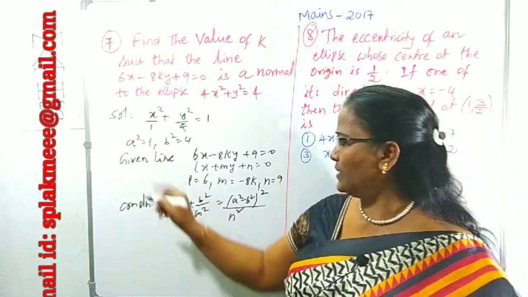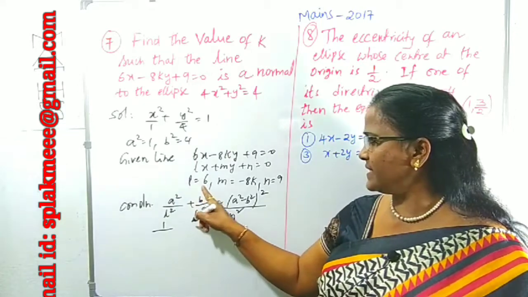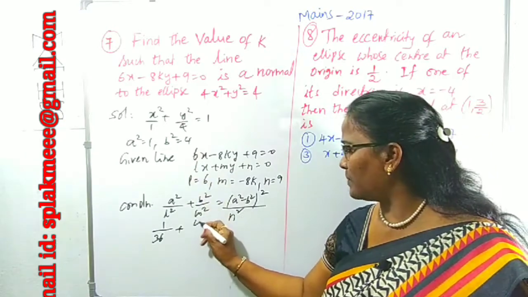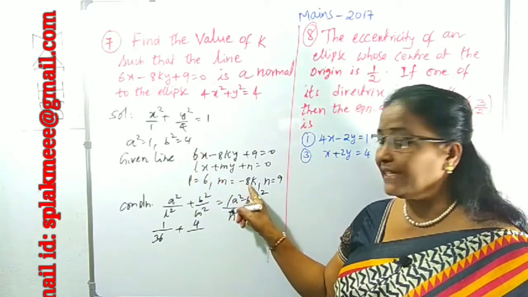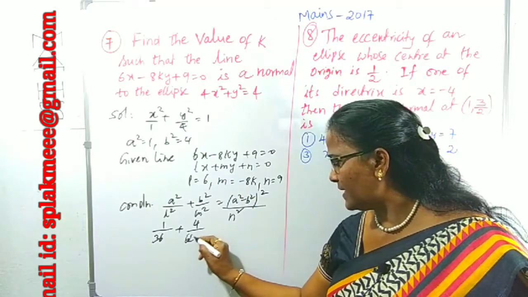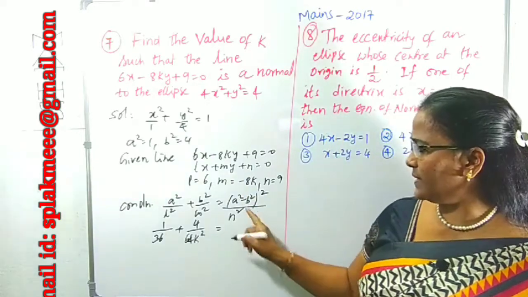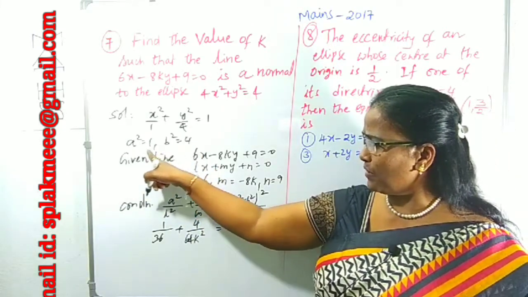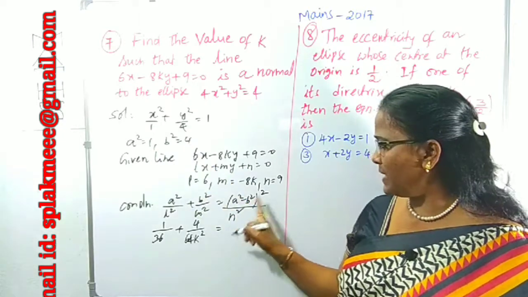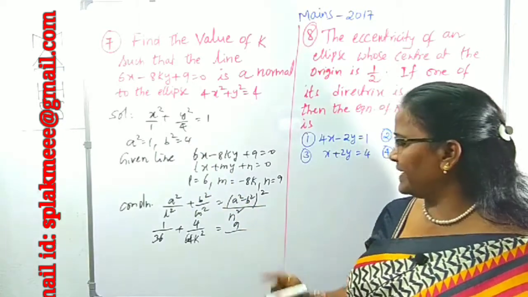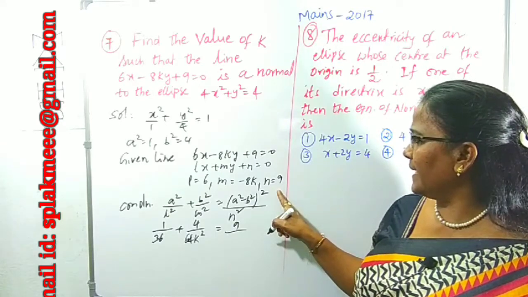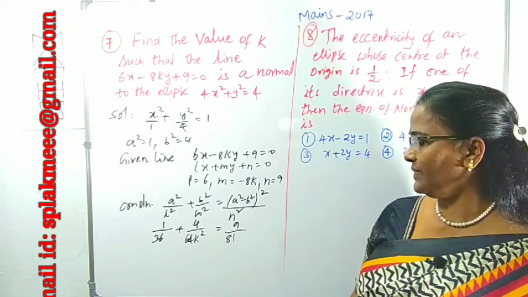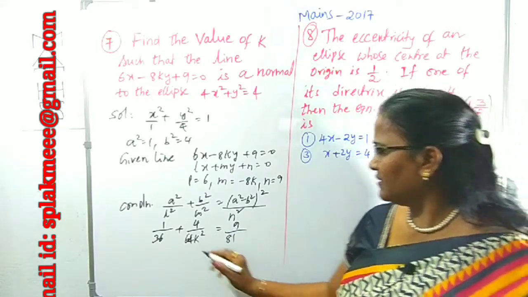A square is 1 by L square, L is 6, L square is 36, plus b square is 4 by M square, minus 8k whole square, that is 64k square, equals to a square minus b square, which is 1 minus 4, that is minus 3. Minus 3 whole square is 9 by N square. N is 9, N square is 81.